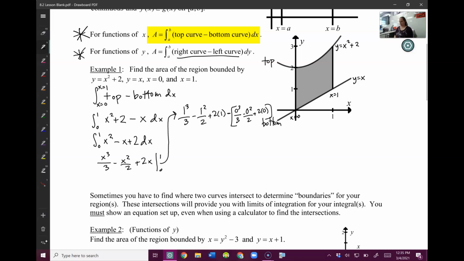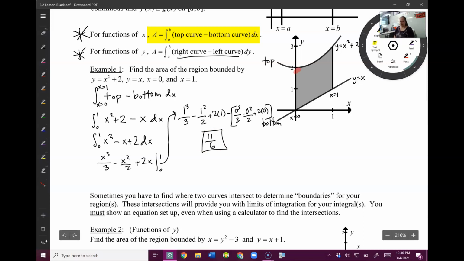And when you simplify all of that, you would get 11/6. Now, if it was free response, you could totally leave it at that point and be fine. With multiple choice, you'd want to simplify it. So that is saying this area between these two curves is going to be 11/6 square units. That's how big that area is.